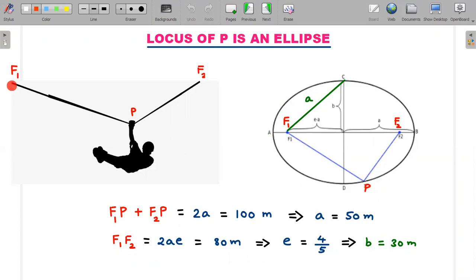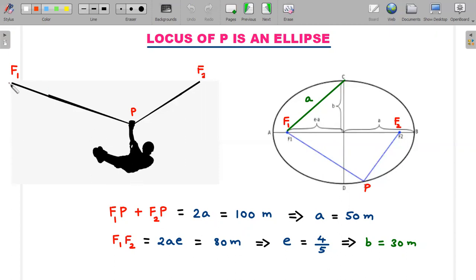You can see that this rope has been depicted as this blue colored length as this person P moves from one end to the other end. You should also know that F1P plus F2P, which is the constant, is nothing but the major axis length of the ellipse, which is represented as 2a, and that has been mentioned in the question as the length of the rope, which is 100 meters. So the semi-major axis a comes out to be 50 meters.